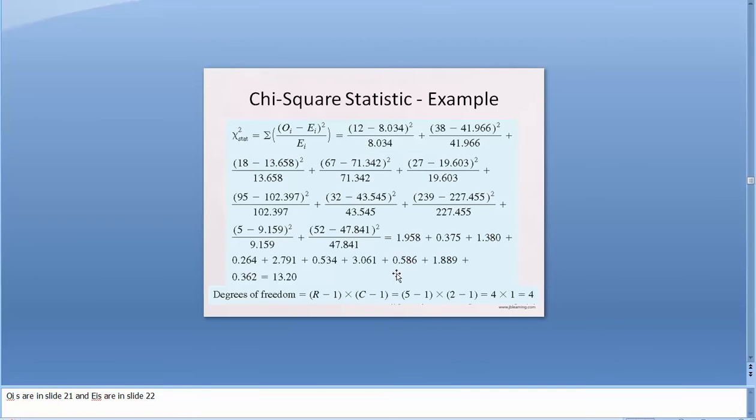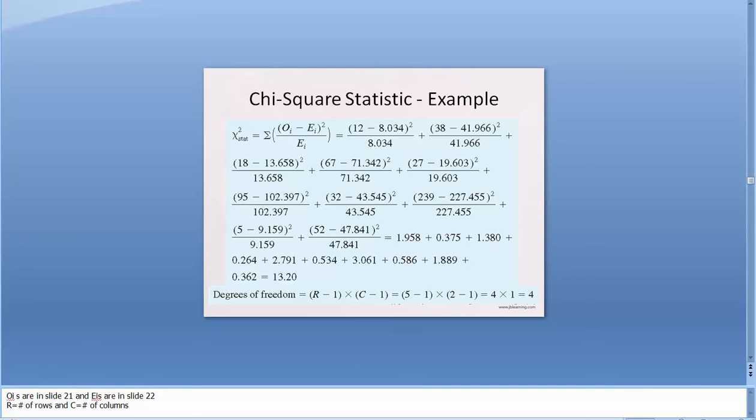And then how do you get the degrees of freedom? It is R minus 1 times C minus 1. R is the number of rows. Maybe I'll write it in here. R stands for number of rows, and C is equal to number of columns. Okay, so C stands for number of columns. So 5 minus 1 times 2 minus 1 gives you 4.